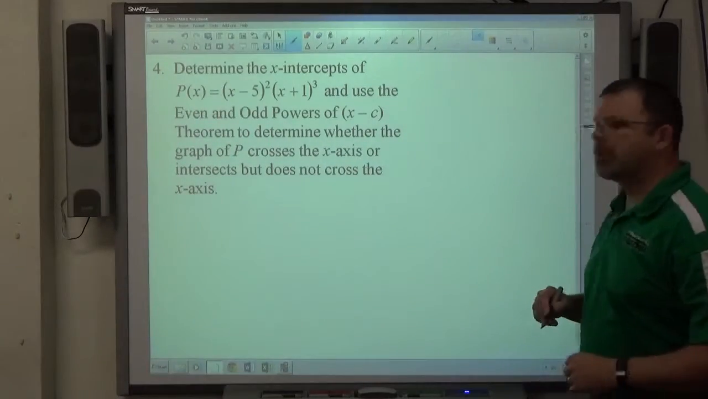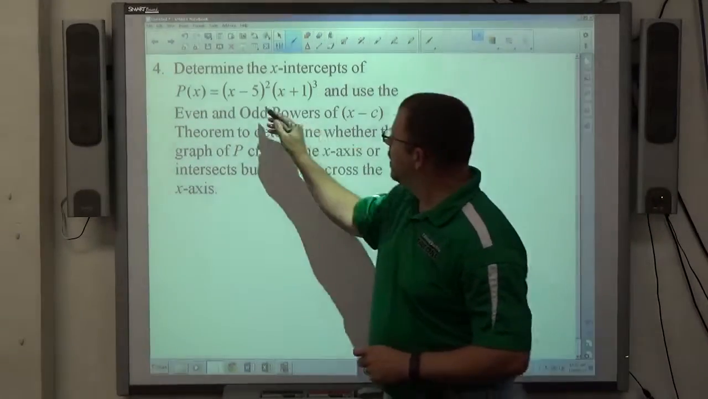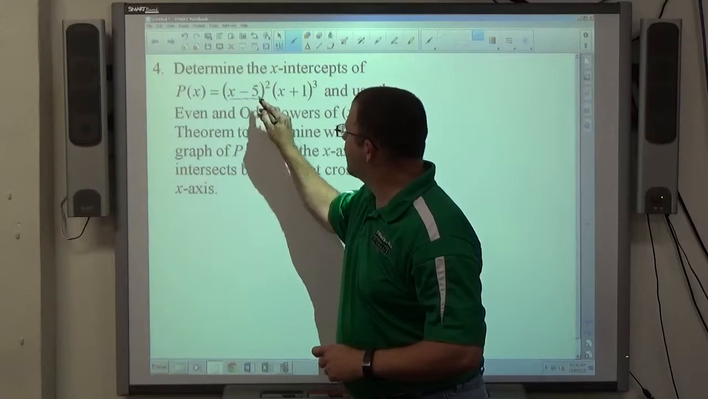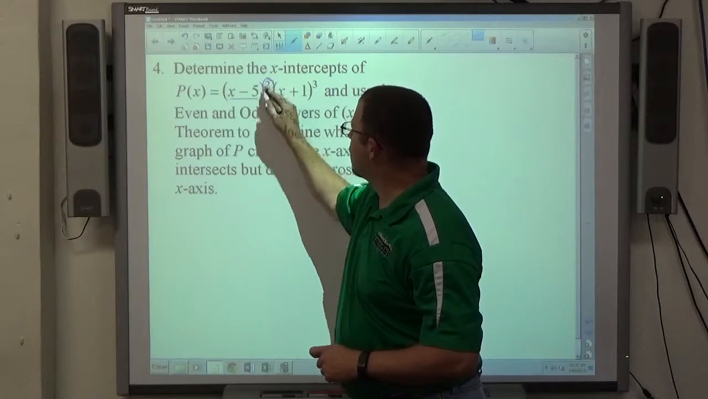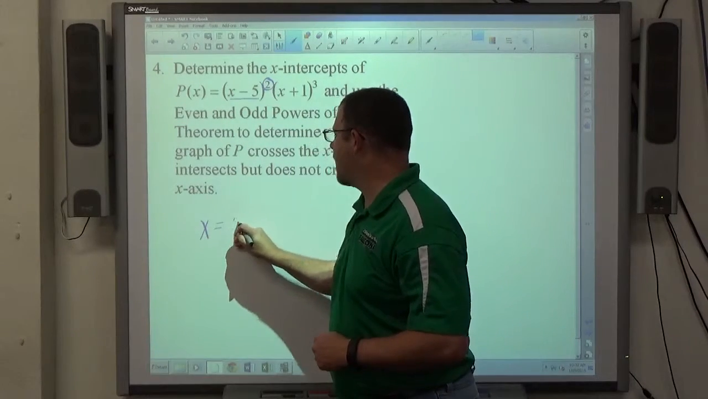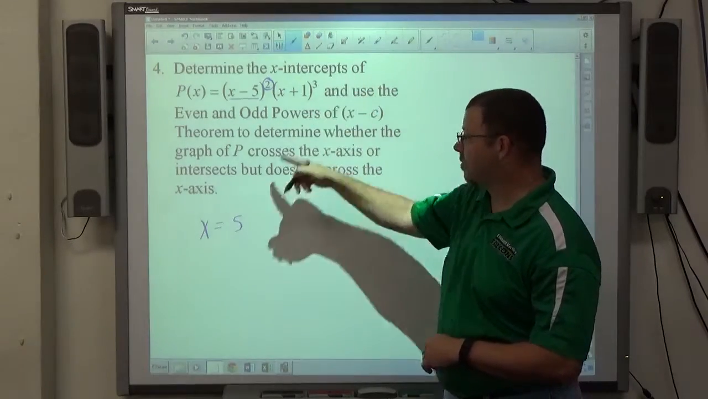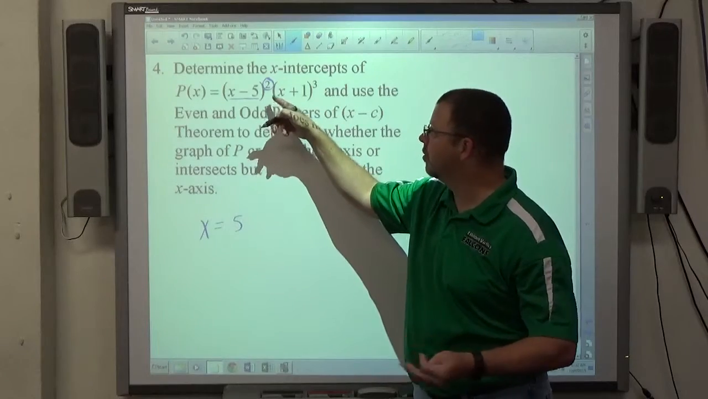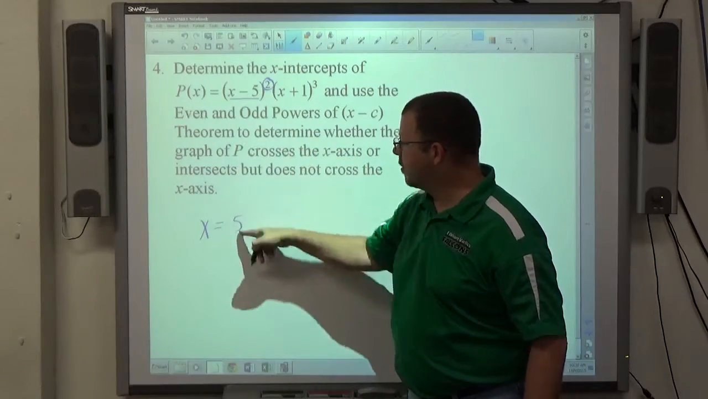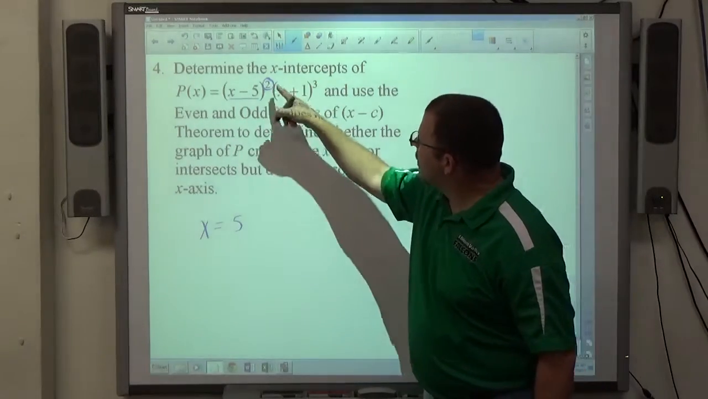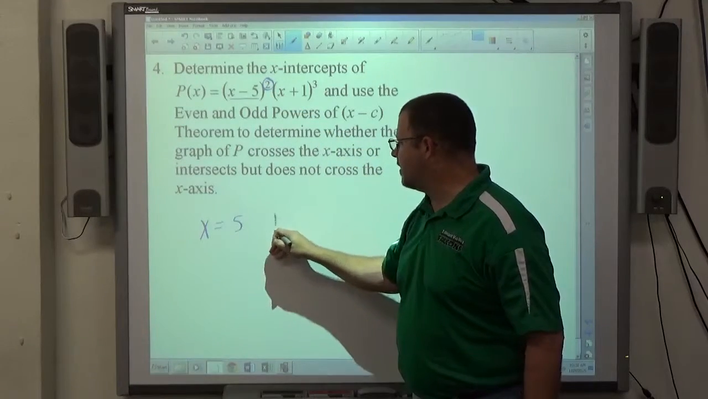This is probably the easiest problem on the test. You can see here that x minus 5 is a factor. It's being raised to the second power. That just tells me that x equals 5 is a root. Okay, so it says determine the x-intercepts, also known as roots or solutions. 5 minus 5 is 0, so 5 is the answer. And the fact that the power is even tells me it's a touch and turn.